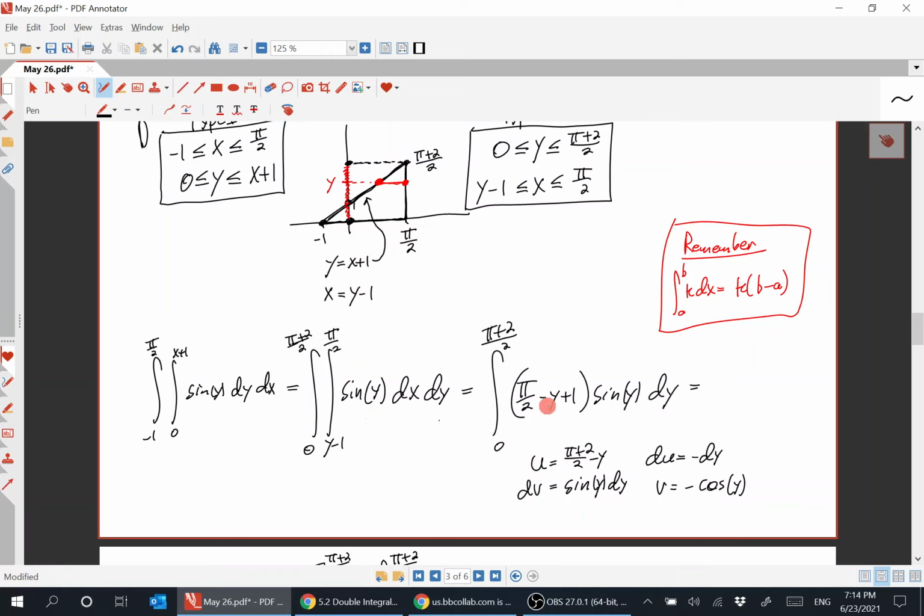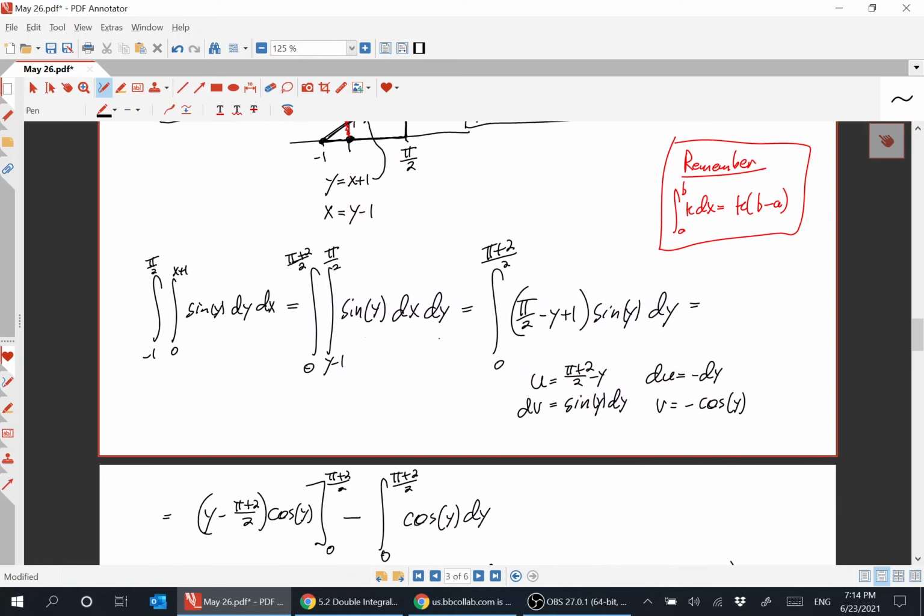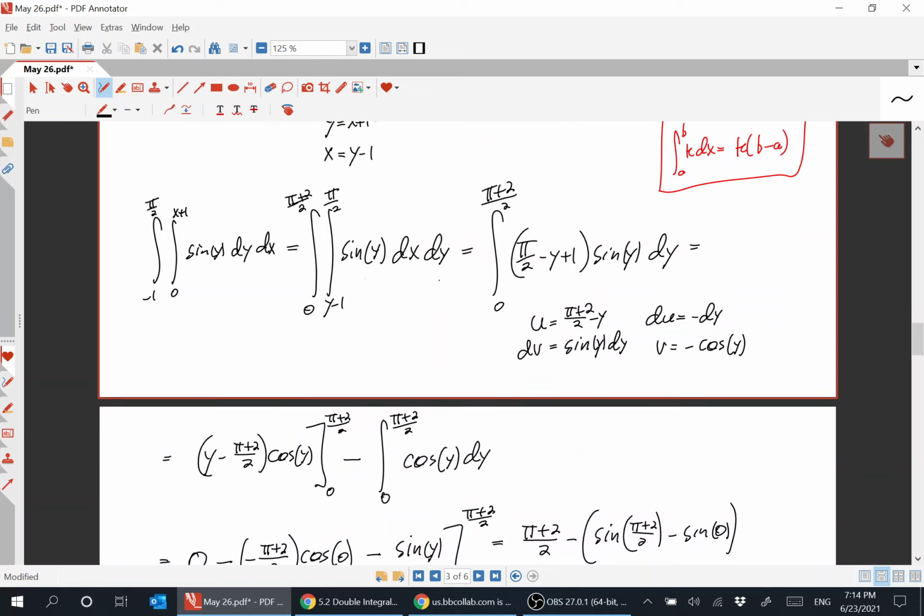So pi over 2 minus y plus 1 is pi plus 2 over 2. Pi over 2 plus 1, pi plus 2 over 2. So u is pi plus 2 over 2 minus y, so du is minus dy. dv is sine y, so v is minus cosine y. So u times v from 0 to pi plus 2 over 2, minus the antiderivative of v du, from 0 to pi plus 2 over 2.